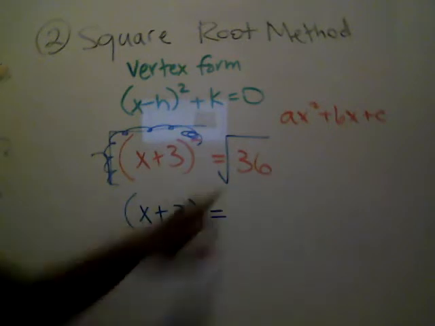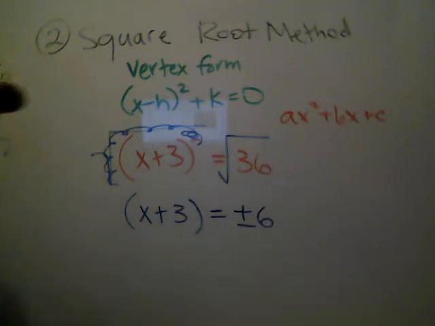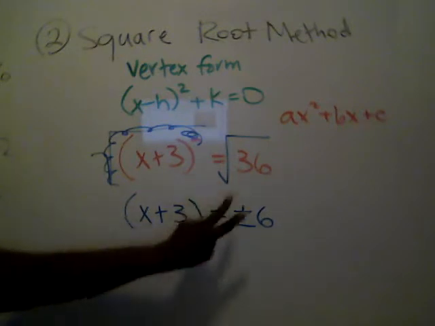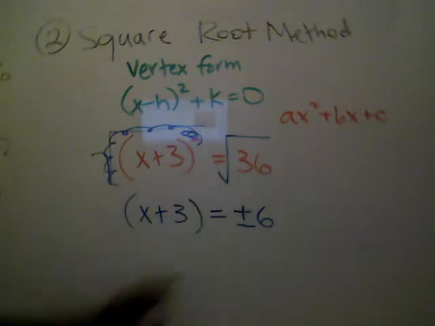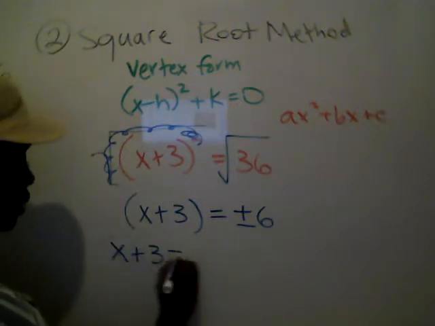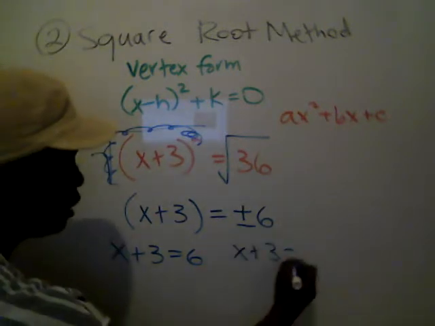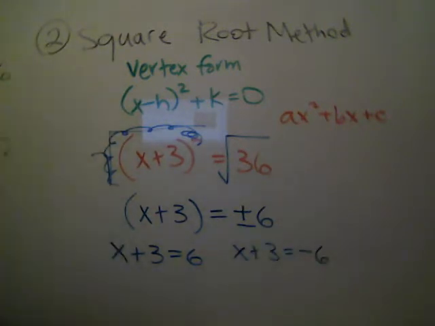Over here, the square root of 36 is either positive 6 or negative 6. So for these, we always should have two answers for the part on the left. It's either positive 6 or negative 6. Okay? So from here, we're going to break out into two different equations. x plus 3 equals 6, and x plus 3 equals negative 6. Those are our two options.